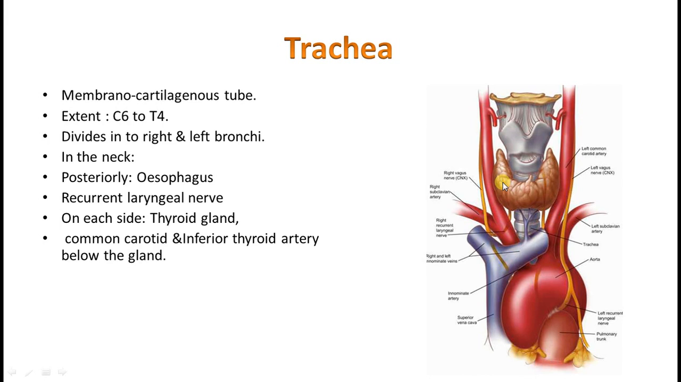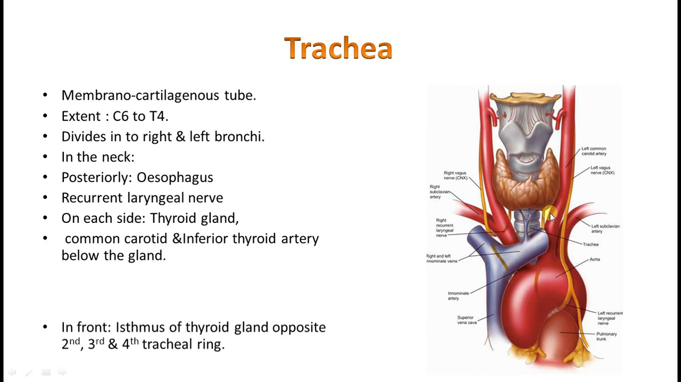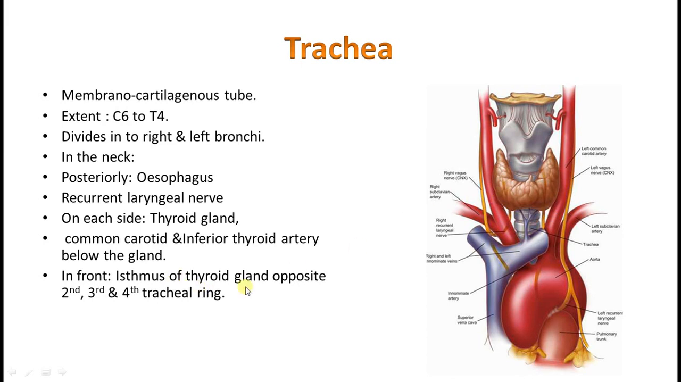Posteriorly, it is related to the esophagus and the recurrent laryngeal nerve in the tracheoesophageal groove. On either side you have the lateral lobe of the thyroid, and then the structures in the carotid sheath, mainly the common carotid and the inferior thyroid artery, which is a branch of the thyrocervical trunk, coming from below. So as I told you, the isthmus lies opposite the second, third and fourth tracheal rings.